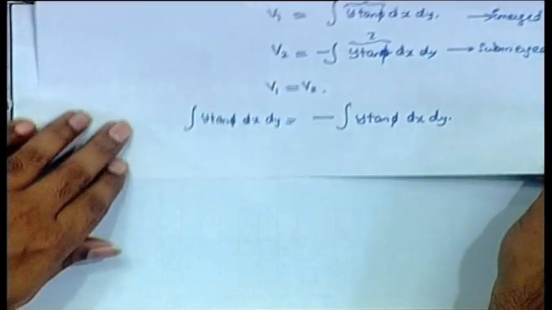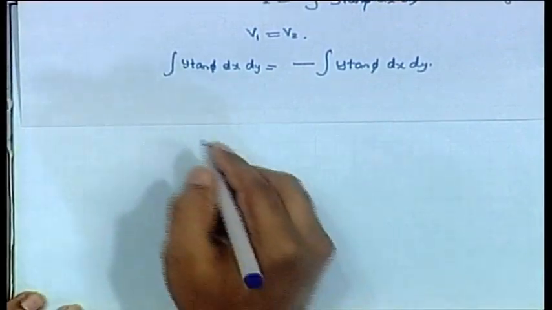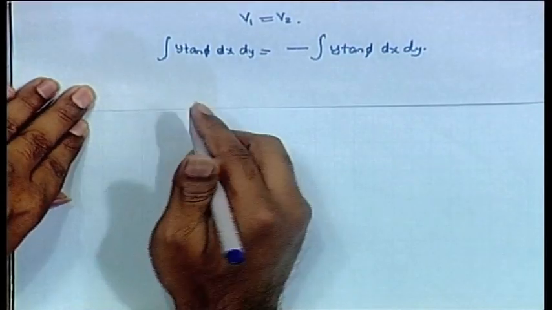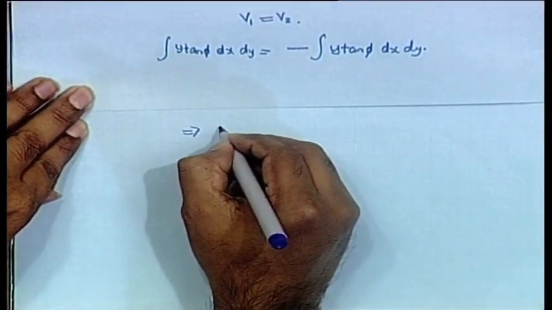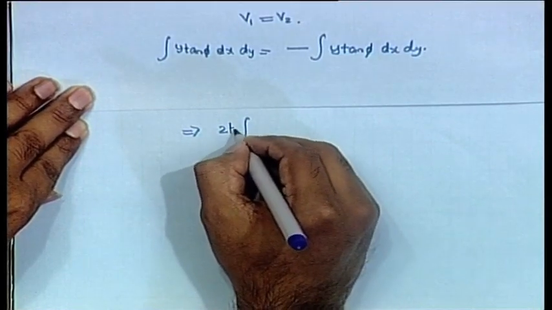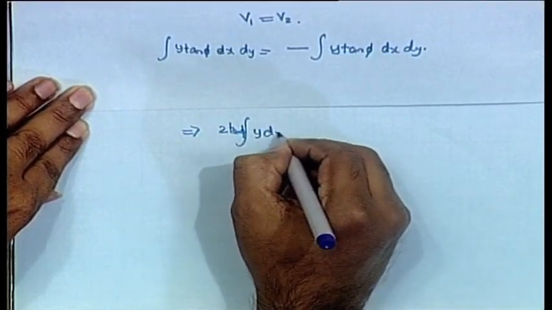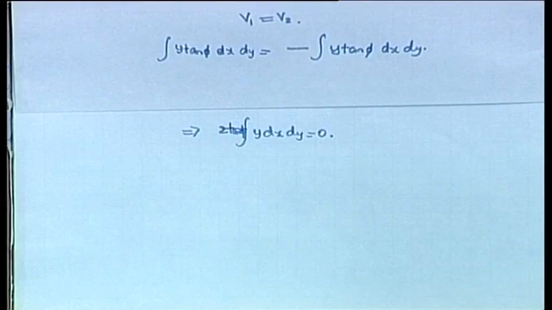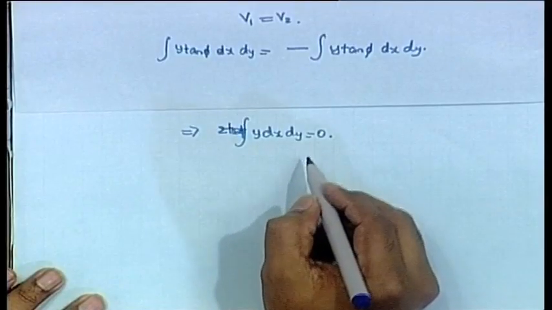Now, I am taking the tan phi outside because it is not a part of dx dy. I can take it outside the integral. It is not a part of y either, it is not dependent on x or y or z. So I take tan phi outside, the 2 and 2 tan phi cancel out. So what you see is that the integral of y dx dy is 0.